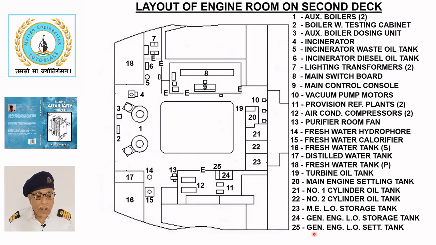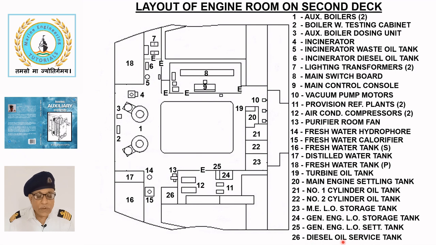Generator engine lube oil settling tank. The generator engine lubricating oil settling tank 25 is normally kept empty and is used for transferring some oil for batch purification when the oil becomes excessively contaminated with water.